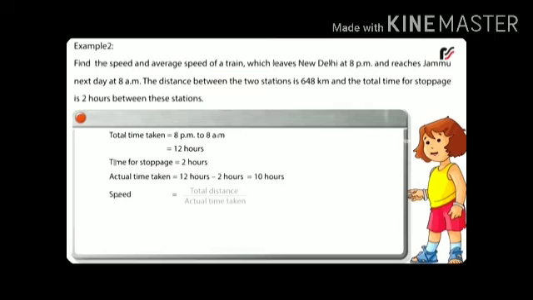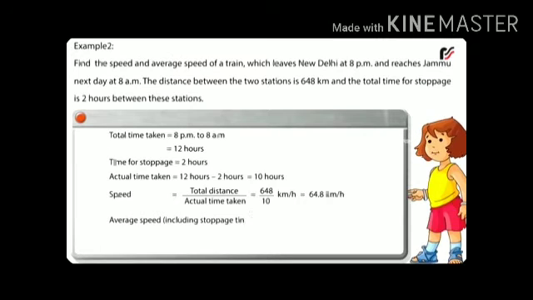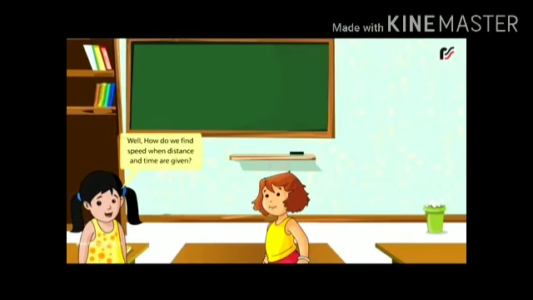Speed is equal to total distance divided by actual time taken, is equal to 648 divided by 10 km per hour, is equal to 64.8 km per hour. Average speed including stoppage time is equal to total distance divided by total time taken, is equal to 648 divided by 12, is equal to 54 km per hour. Well, how do we find speed when distance and time are given? To find speed, we use the formula. Speed is equal to distance by time.